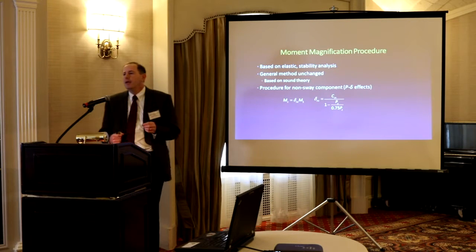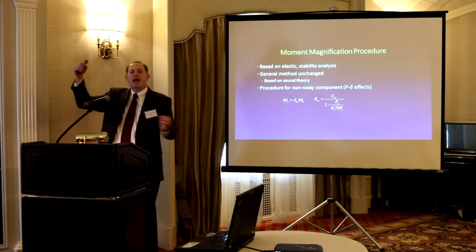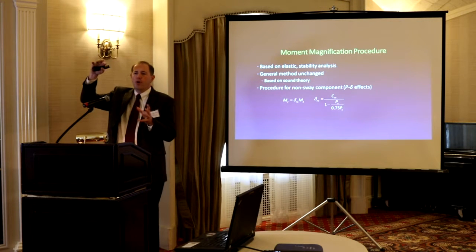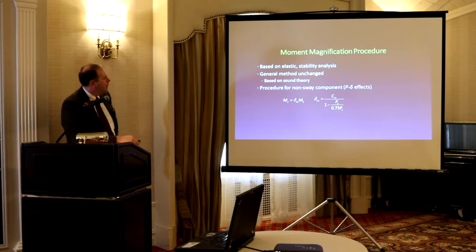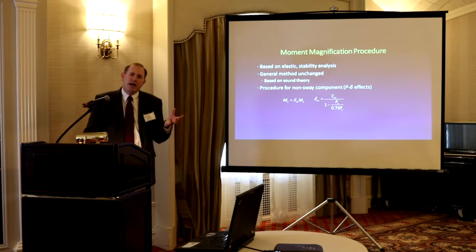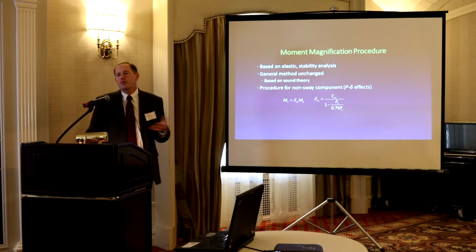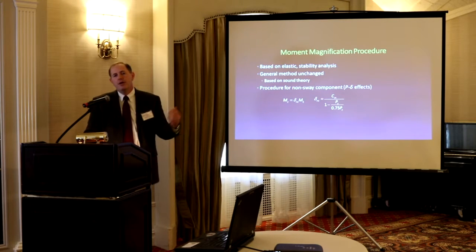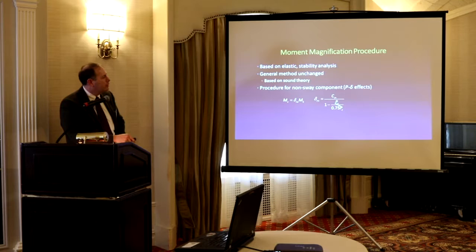C sub M is if I have different moments at the end. It's just giving me a uniform moment that I use in my equation. And then the code puts a 3/4, a phi factor, if you will, on stiffness, because if the column's not built exactly right, the stiffness will be lower, and we want to make sure we're safe when we're looking at the total buckling load that the column can take.